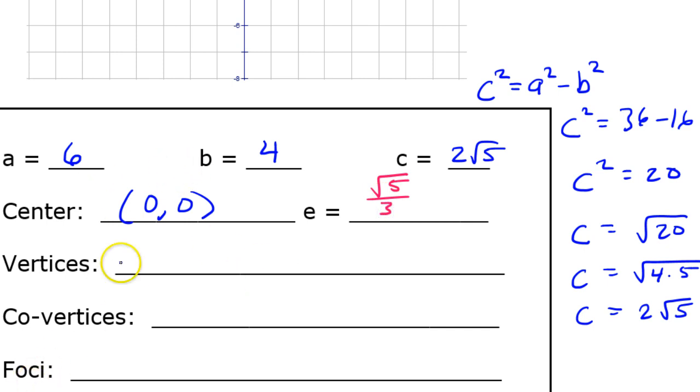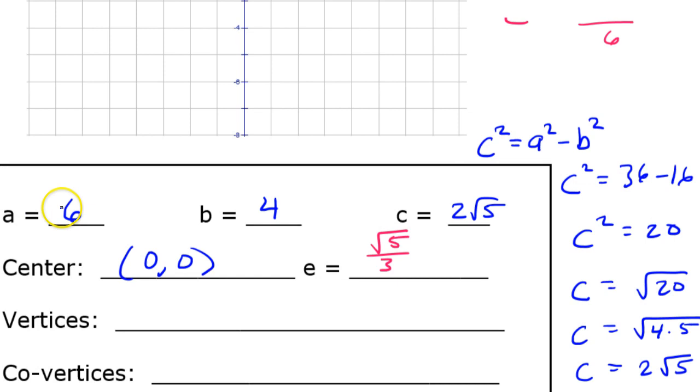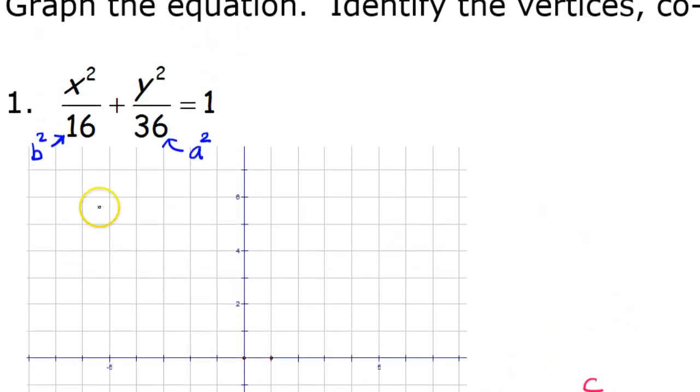All right, so let's start graphing and talk about the vertices and co-vertices. The vertices are going to go along with the A value. To do this right, we have to keep in mind at every step whether or not this is a horizontally stretched ellipse or a vertically stretched ellipse. And again, because the bigger number is with the y, this is going to be a vertically stretched ellipse.